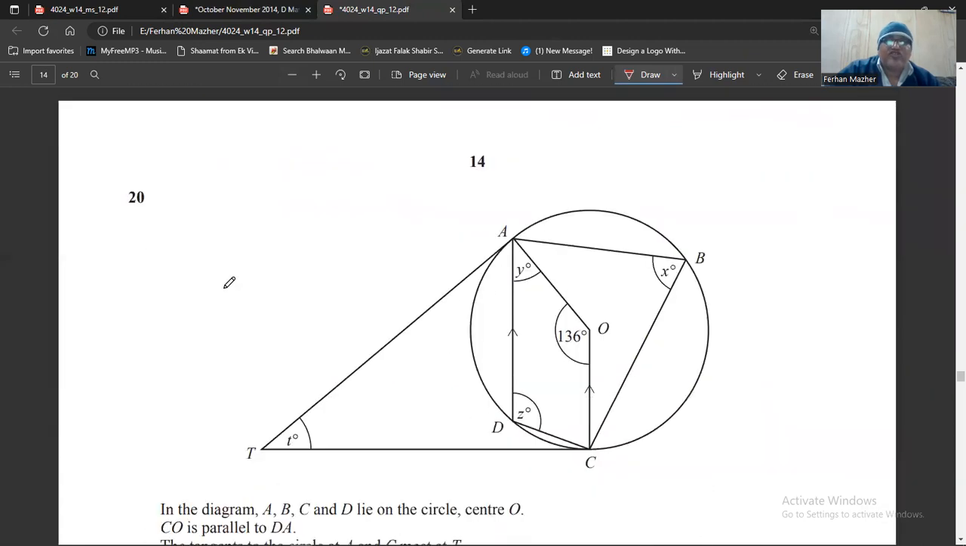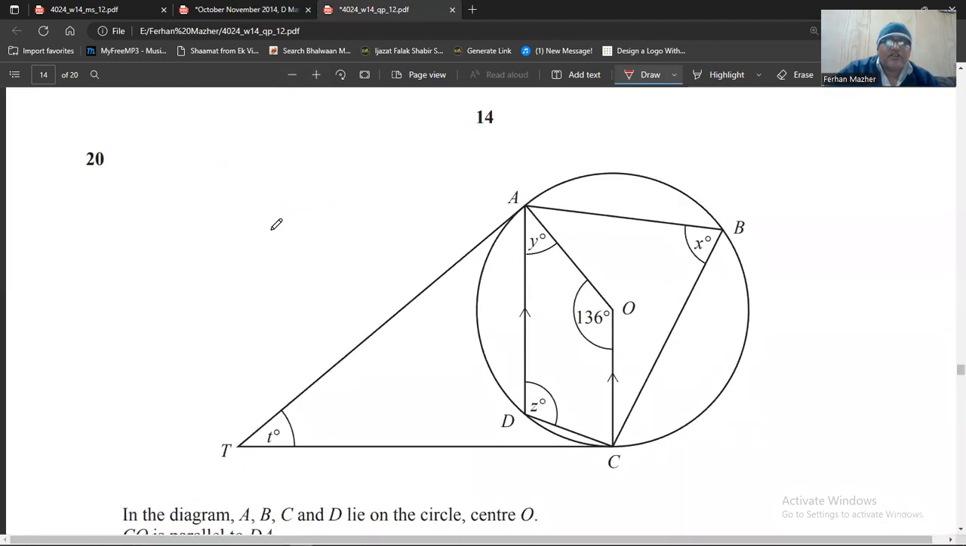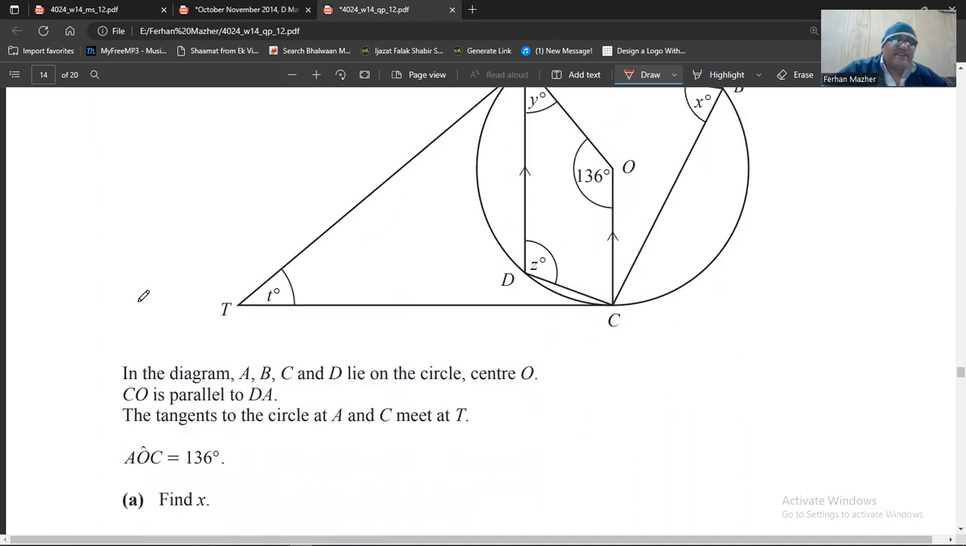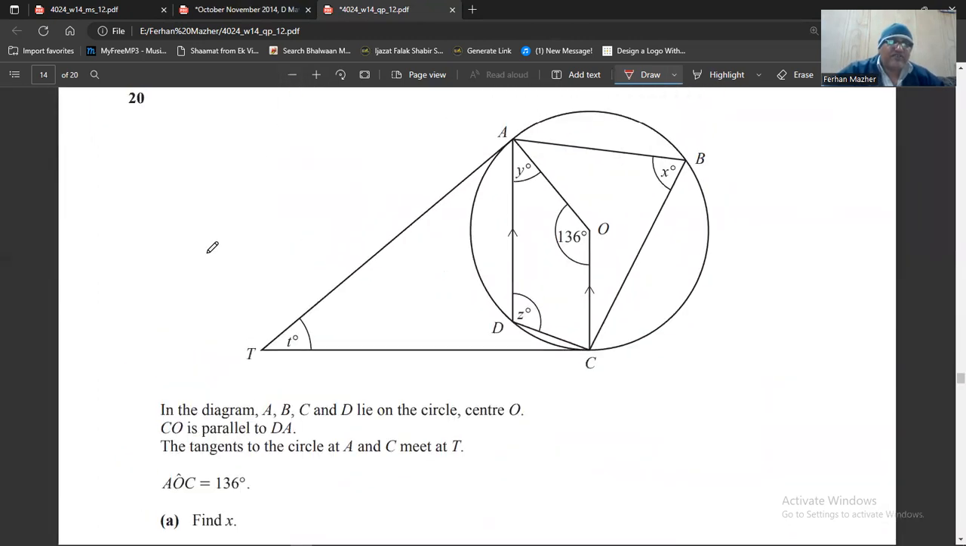The next question is question number 20. Here a circle is given. This is the external point, and from here we have two tangents, AT and CT. He says in the diagram, let me reduce the size so you can see, A, B, C, and D lie on the circle, center O. CO is parallel to DA. This is very important: CO and DA are parallel to each other.